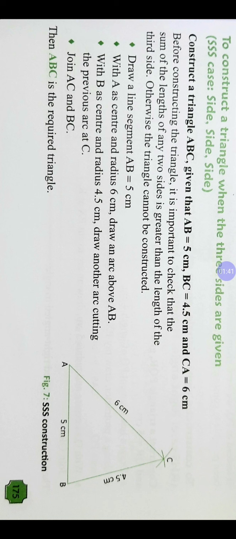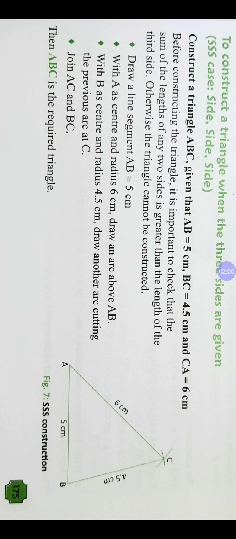We will make the first arc, then we will take another arc of 4.5 centimeter. We will put the compass at point B and draw the arc. Both these two arcs will cut at a point and that point will be called C, and we will join A to C and B to C and we will get our triangle.